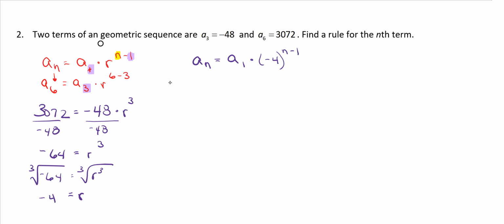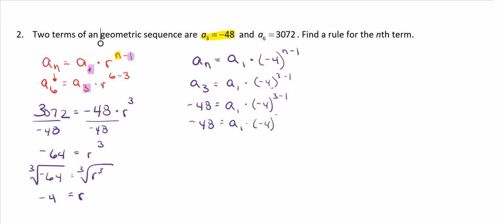So now, how are we going to find the first term? Well, the same way we did it on number 1. We're going to plug in one of these terms. Because this one is smaller, I like to go with the smaller one, but it really doesn't matter which one you choose. I'm going to say a sub 3 equals a sub 1 times negative 4 to the n minus 1. Well, a sub 3 is negative 48. I don't know a sub 1, but I do know the n here is 3. So really I should have made this guy up here 3 as well. So now I have negative 48 equals a sub 1 times negative 4 squared.